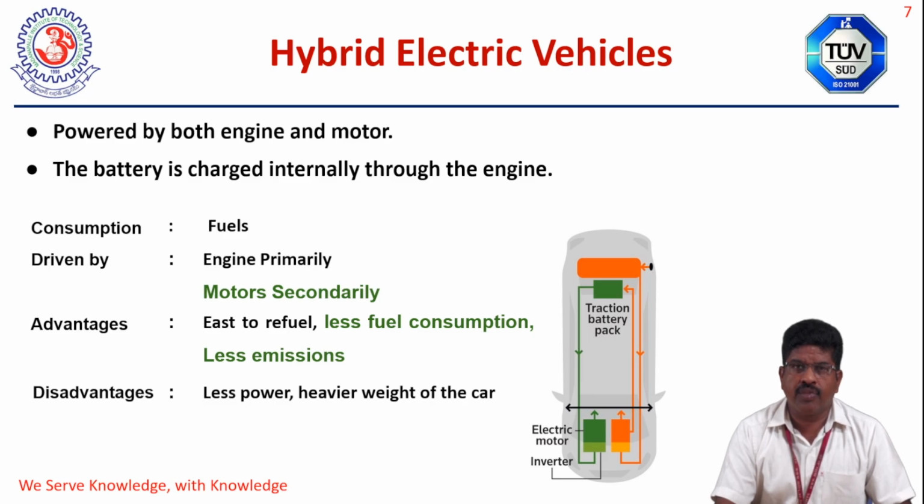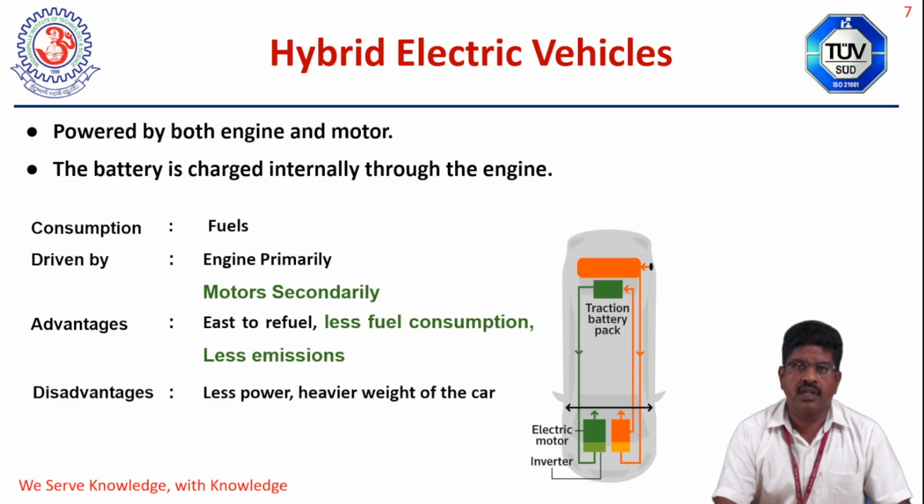Coming to the next type, the hybrid electric vehicles, we can see that it is powered by both engine and motor. The battery here is charged internally through the engine. The consumption of these hybrid electric vehicles is fuels, which are also petrol or diesel. These hybrid electric vehicles are driven by the engine primarily and secondarily by motors.